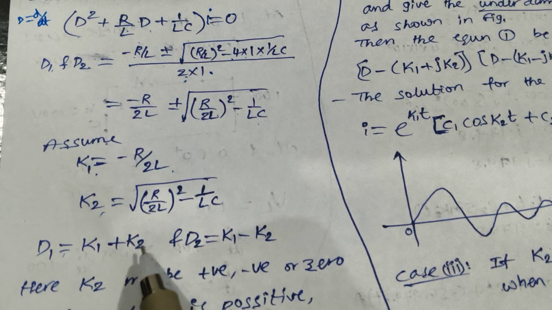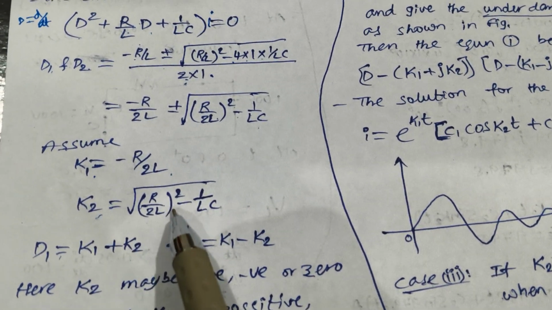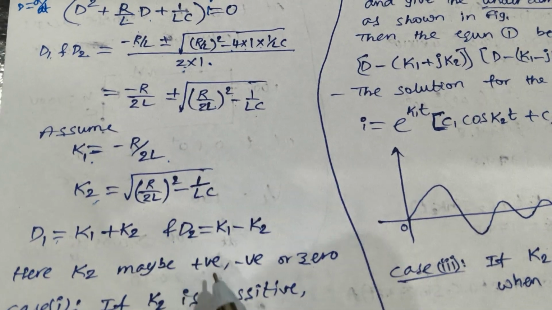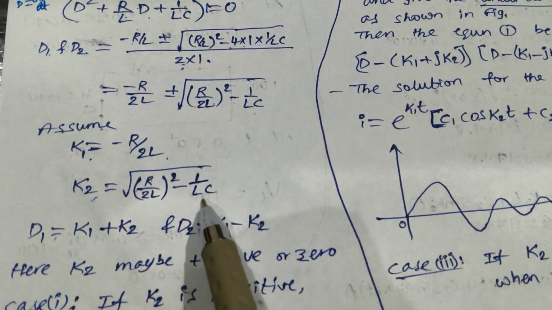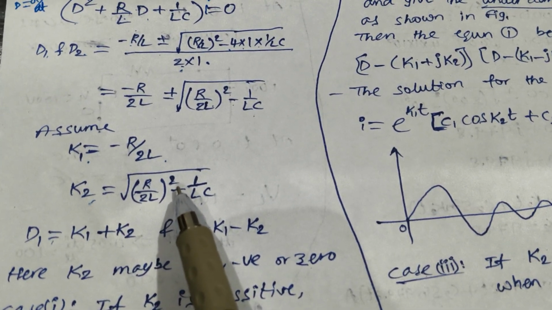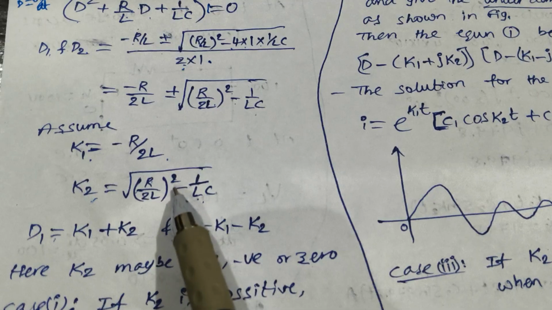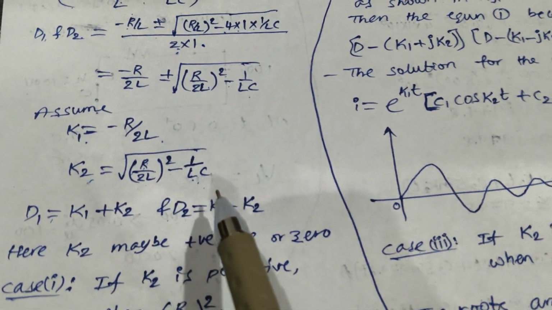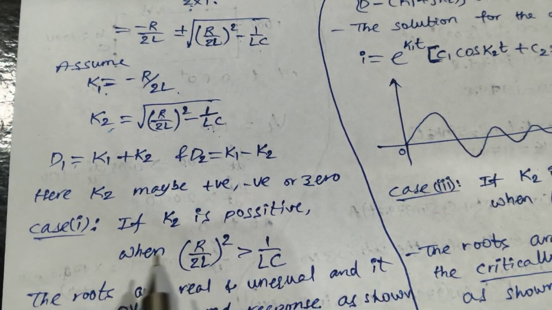If you observe the k2 expression, k2 may be positive if (R by 2L) square is greater than 1 by LC. It can be negative if it is less than 1 by LC. It can be 0 if both terms are the same, (R by 2L) square is equal to 1 by LC. So we will get three cases.